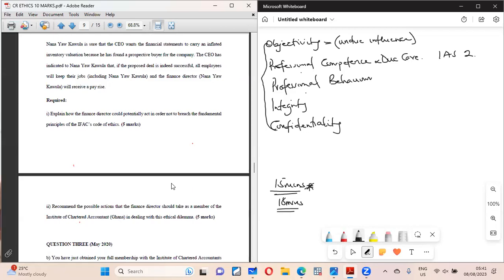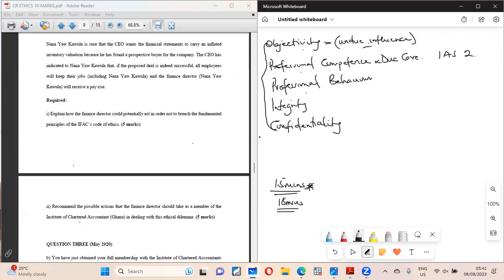They look alike. Just write it well. Could potentially. What he would do so that he could potentially. So you bring out the issue and you add it. Just add it. So could act in order not to. Here you are saying that there is an undue influence which will impair objectivity. And therefore, what he's supposed to do is to stand on his ground, according to how the standard teaches him to do. Then when you come to the safeguard for this same one, you phrase the same thing in another manner.